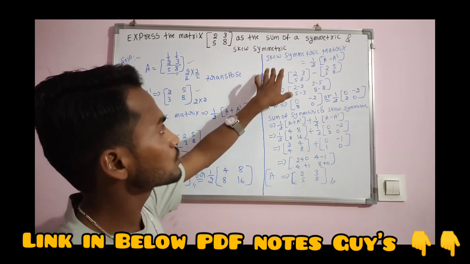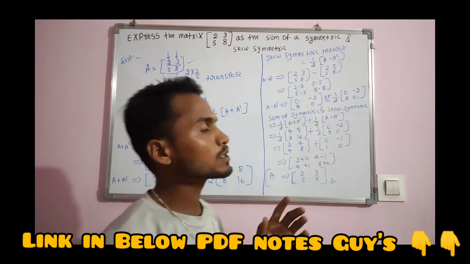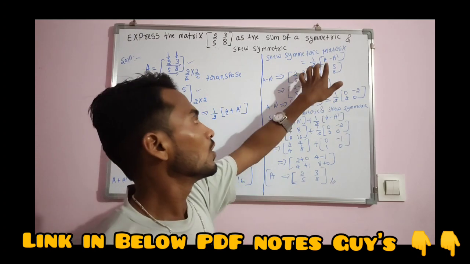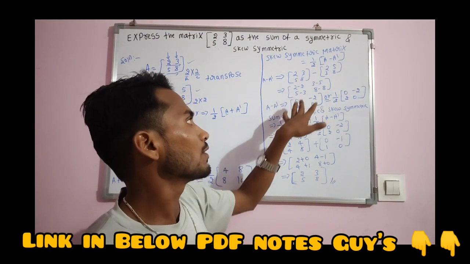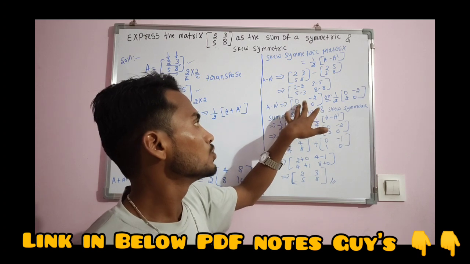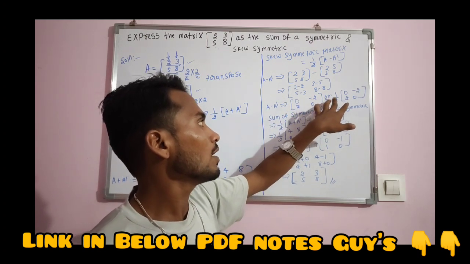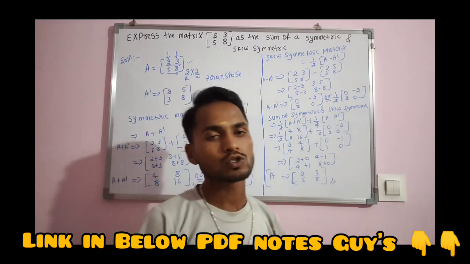Then the skew symmetric matrix has one more formula: 1 by 2 bracket A minus A dash. First you have to find A minus A dash. Now this result is 0, minus 2, 2, 0. So it is 1 by 2 bracket 0 minus 2, 2 0.